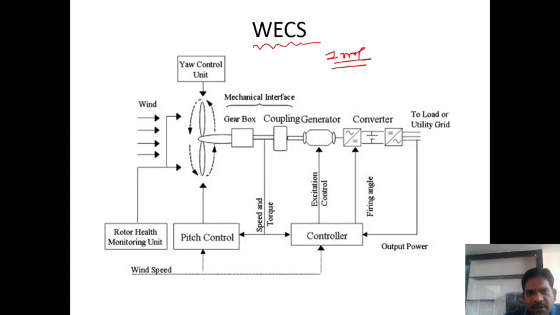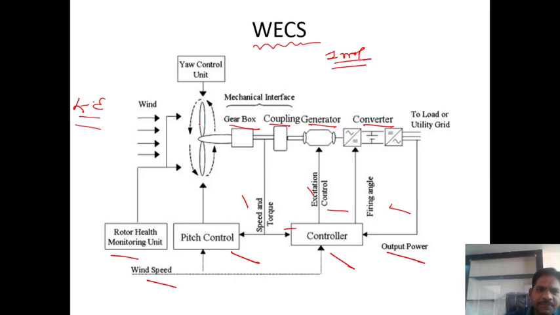These are our blades, hub, gearbox, coupling, generator, converter, output power, controller, pitch control, speed and torque, excitation control, firing angles, rotor health monitoring unit, wind speed and pitch control. So what happens? The wind flows and strikes the blades of the wind turbine. This is the kinetic energy of the wind. So kinetic energy is converted into which energy? Into mechanical energy. The shaft is connected to the gearbox.